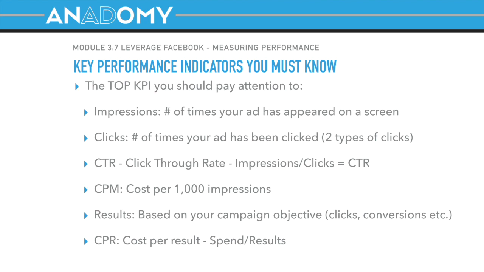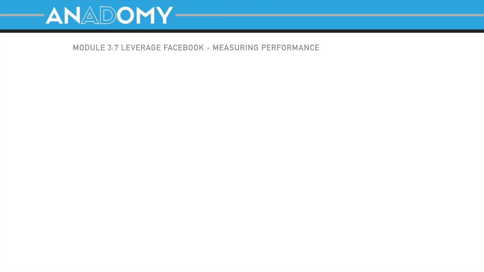If you're after conversions, it's your cost per conversion. If you're after clicks, it's cost per click. If you're after likes, it's cost per like. Whatever your campaign objective is going to appear inside of the results column. The CPR is your cost per result, whatever that objective may be. So we've just covered the key performance indicators that everybody needs to know.